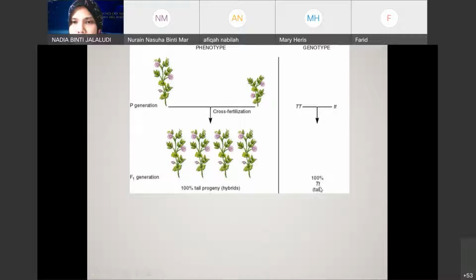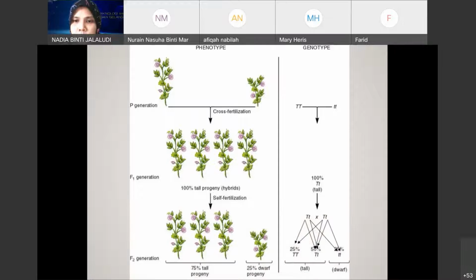Tapi dia punya genotype dah berbeza. Dia dah jadi heterozygous. So this bila sama dua-dua dominant it is homozygous. Sama dua-dua recessive homozygous. So bila dah ada satu dominant dan satu recessive it's heterozygous. So F1 generation dia dah heterozygous. Jadi bila dia self-fertilize antara heterozygous dengan heterozygous, so it will produce, dia akan ada ratio yang berbeza lah.